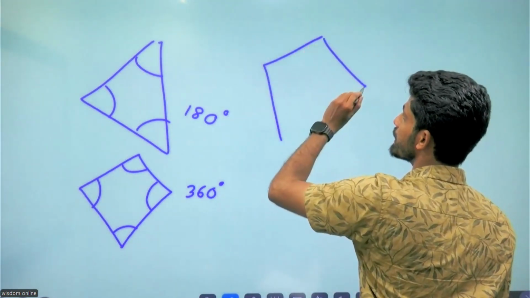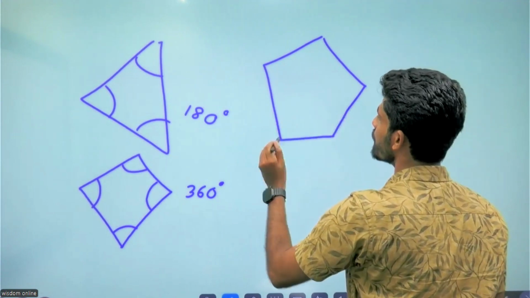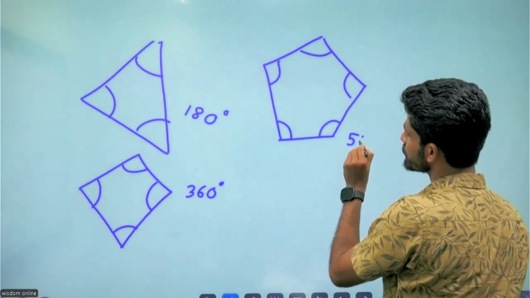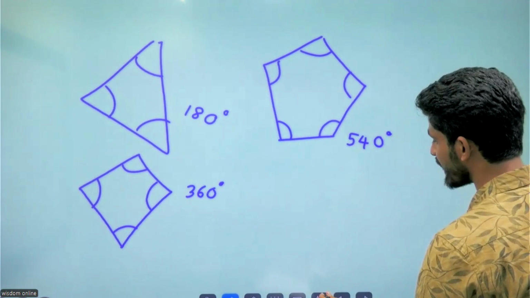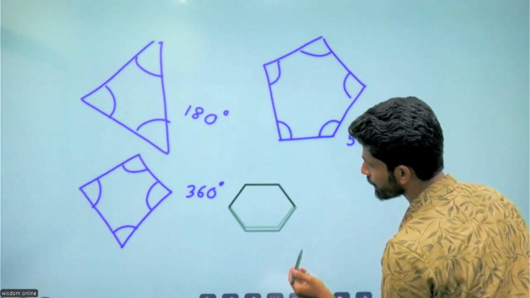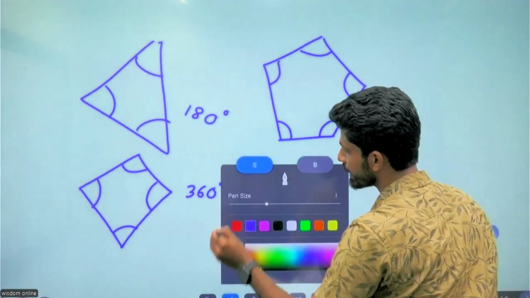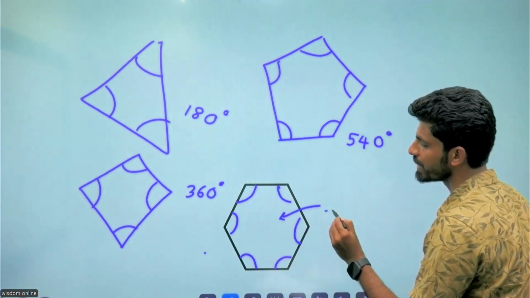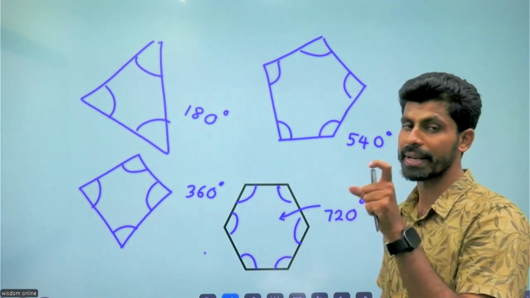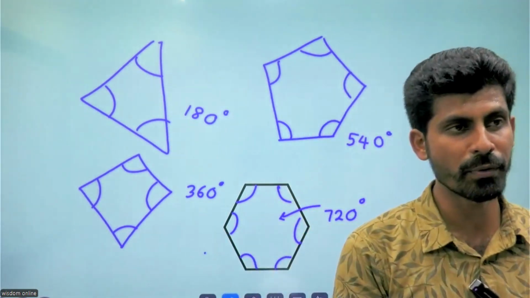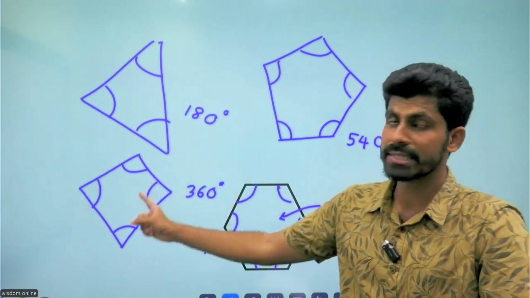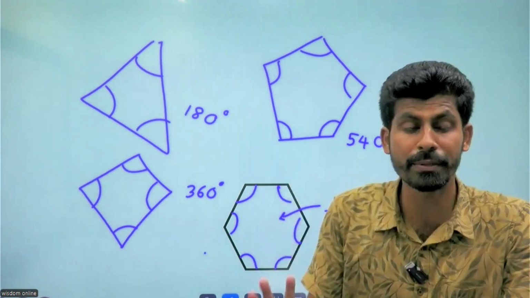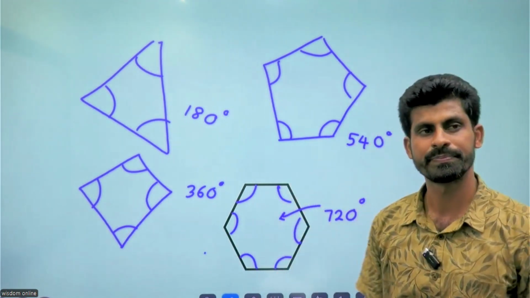What about the pentagon? 1, 2, 3, 4, 5. The addition of these 5 angles should equal 540. What about the hexagon? The addition of these 6 angles should equal 720. It is better to remember those values for O levels and grade 10: 180, 360, 540, 720. If you can remember those values, it will be very easy for you.